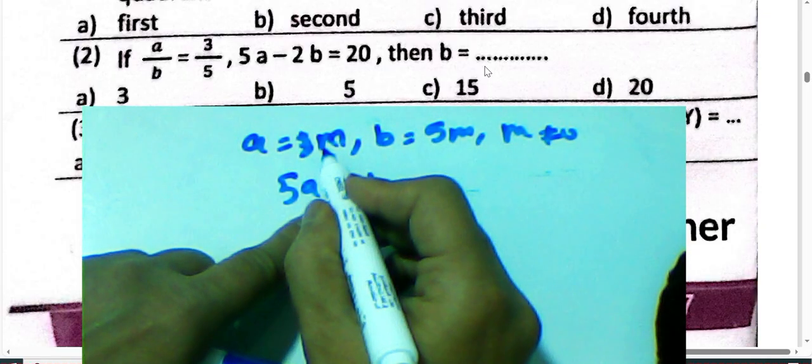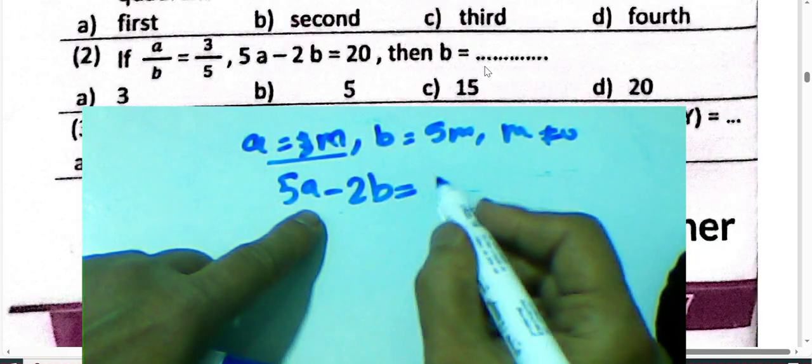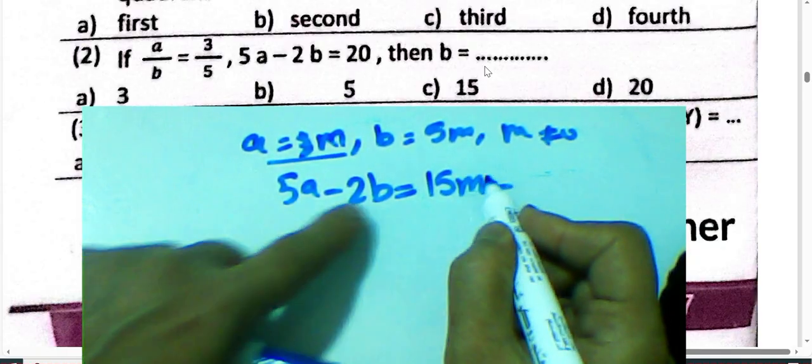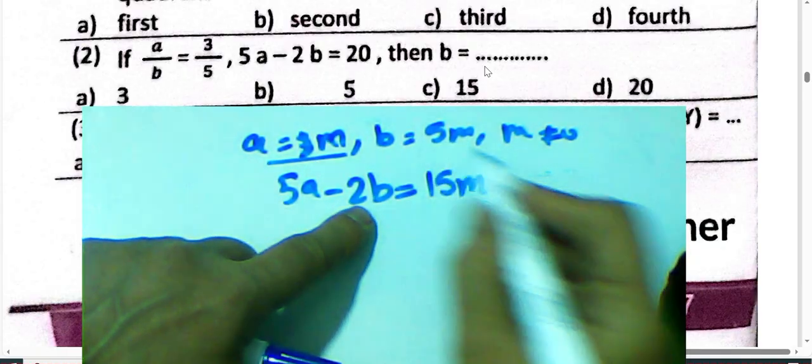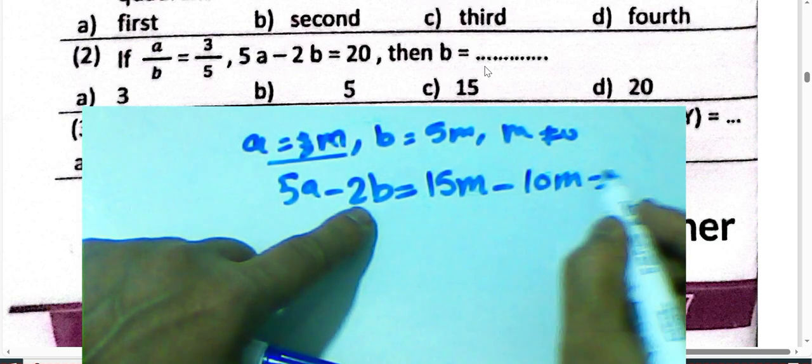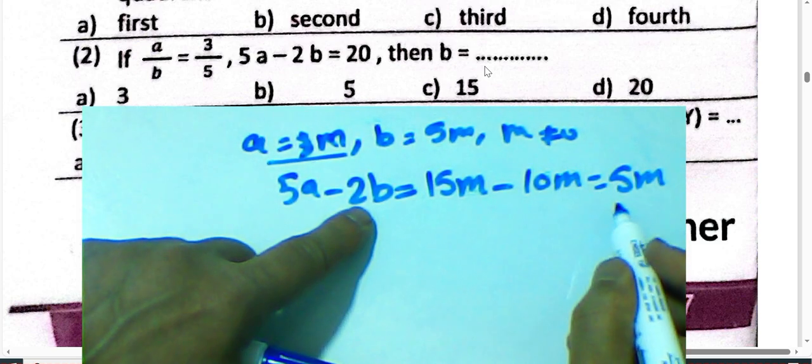He wants to find the value of 5a minus 2b. 5 times a equals 3m, so 5 times 3m equals 15m. Subtract 2 times b: 2 times 5m will be 10m. We find the difference between them, and it will be 5m.